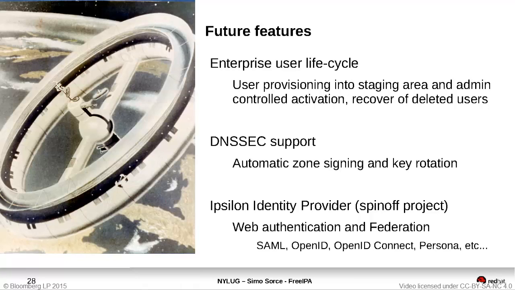Epsilon Identity Provider. This is actually a spin-off project, one of many in the FreeIPA team. I started this project a year ago, and it's about providing federation and web authentication when you use FreeIPA. It is not FreeIPA specific. You can attach to any identity system, but it provides you protocols like SAML, OpenID for the ones who use it, OpenID Connect, Persona, whatever. Some of them are already implemented, some are in phase of implementation, and this extends your reach from just basic Linux authentication to web authentication, which is kind of a big deal.